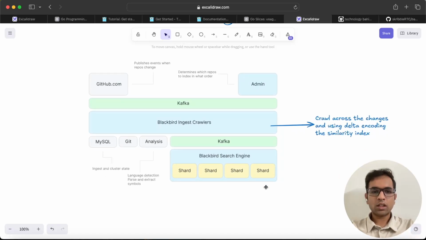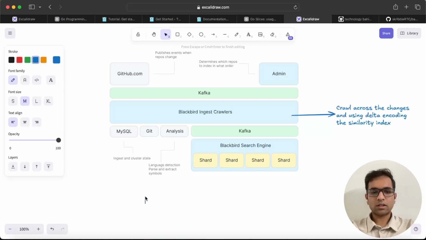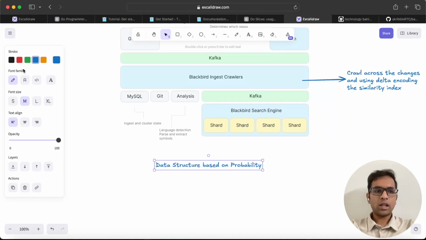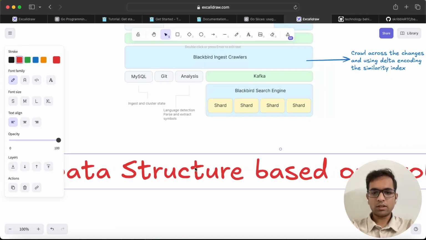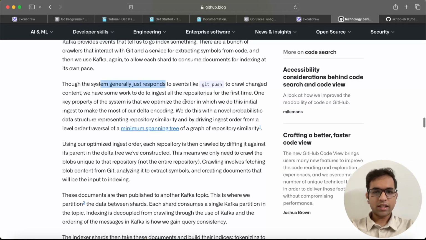So when Blackbird had to start up, initially they had to import and dump all of the repositories and all of the content that is already present on GitHub. They had to index all of that content. So what did they do at that time? They built a probabilistic data structure, which was based on probability. And how did they build this? What they have mentioned is that they created a graph on the basis of a probabilistic data structure, and then they take the level order traversal of a minimum spanning tree.